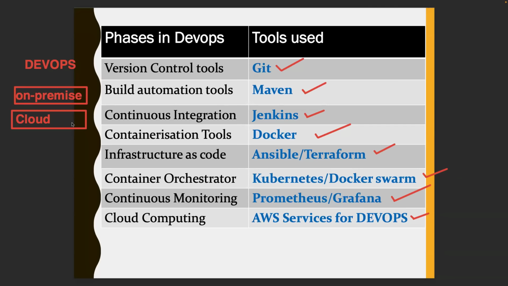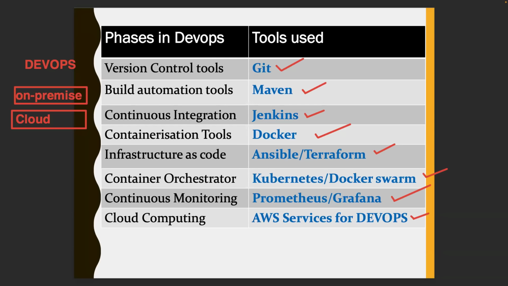Sorry. Yeah. It could be on-prem or it could be cloud. We'll be covering it on-prem as well as on cloud. As an example, on cloud, I'm covering AWS. So the AWS services which are required for DevOps, to what extent and what are all the services we need, I have covered all of them.